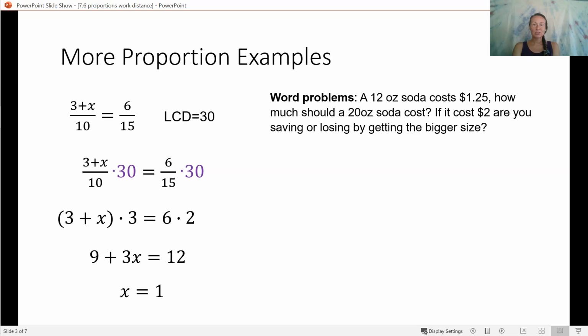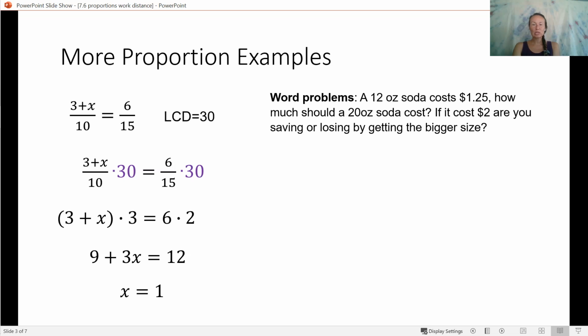So in our word problem, this is a problem I come across quite often when I'm shopping. Let's say a 12-ounce soda costs $1.25. And how much should we be paying for a 20-ounce soda? And when I say how much should a 20-ounce soda cost, I mean if the price per ounce of that soda is the same, what should a 20-ounce soda cost? And then you find yourself oftentimes at the store where the 12 ounce is $1.25 and the 20 ounce is, say, $2. Are you saving money by buying the bigger size, or are you not?